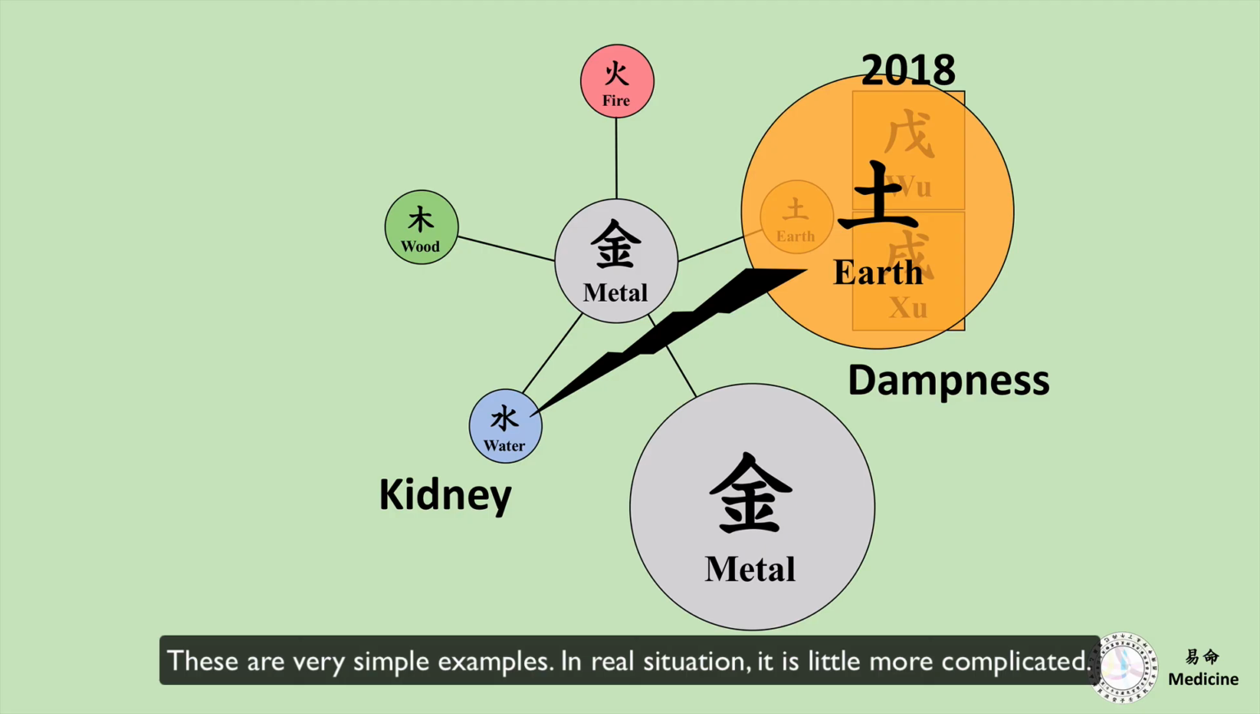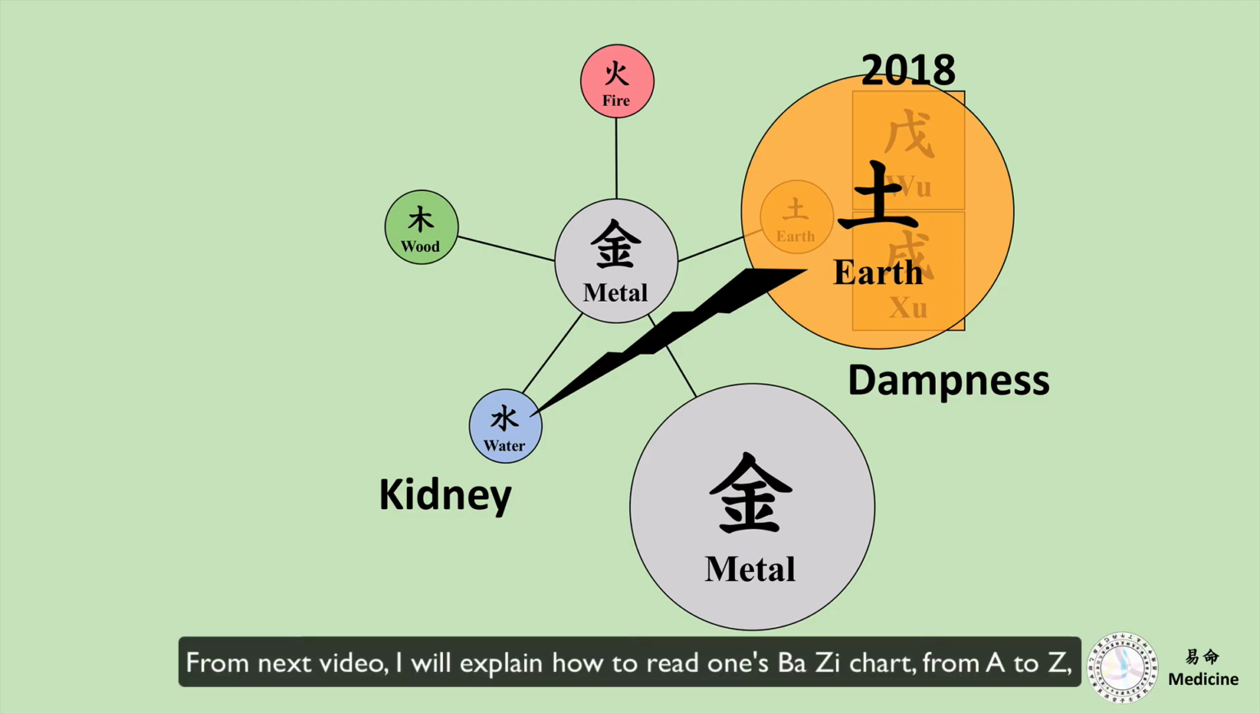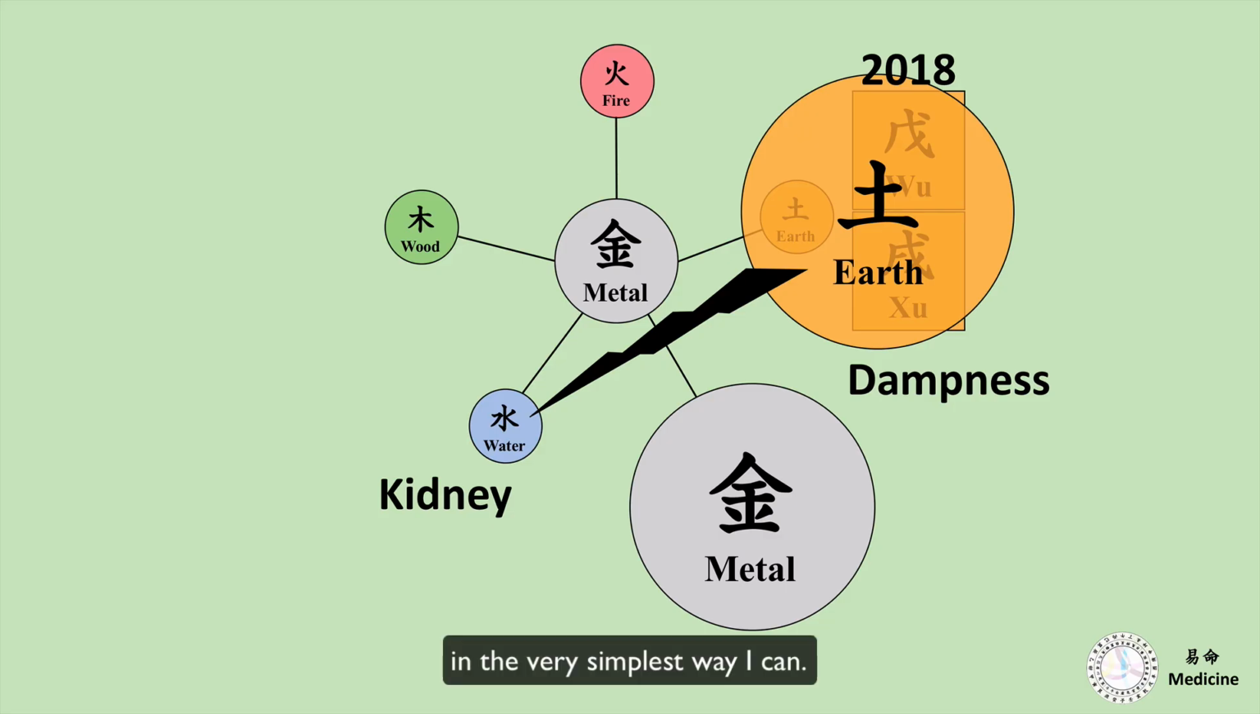These are very simple examples, and in real situation, it is a little more complicated. So from next video, I will explain how to read one's Bazi chart from A to Z, covering as much topics as possible, including life, relationship, and health, in the very simplest way I can.